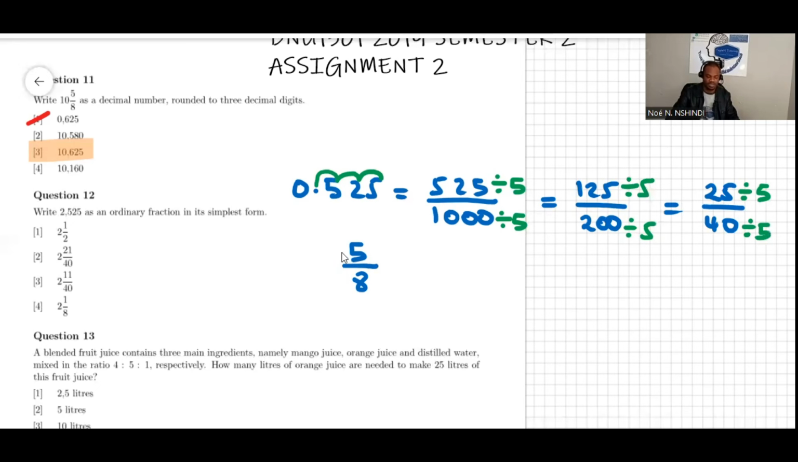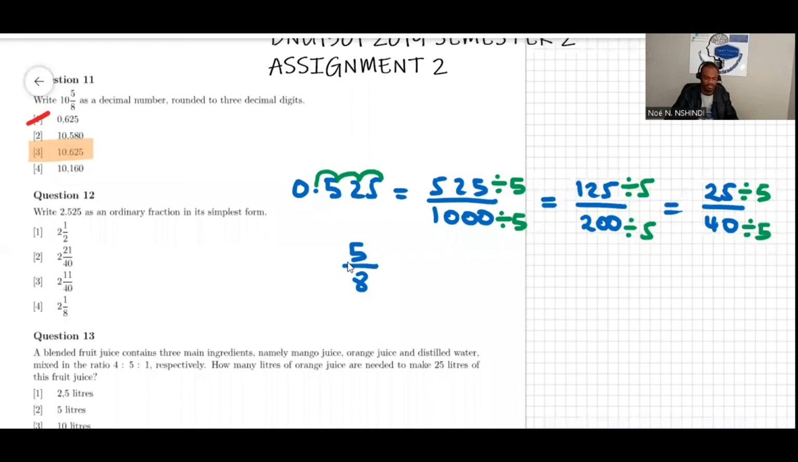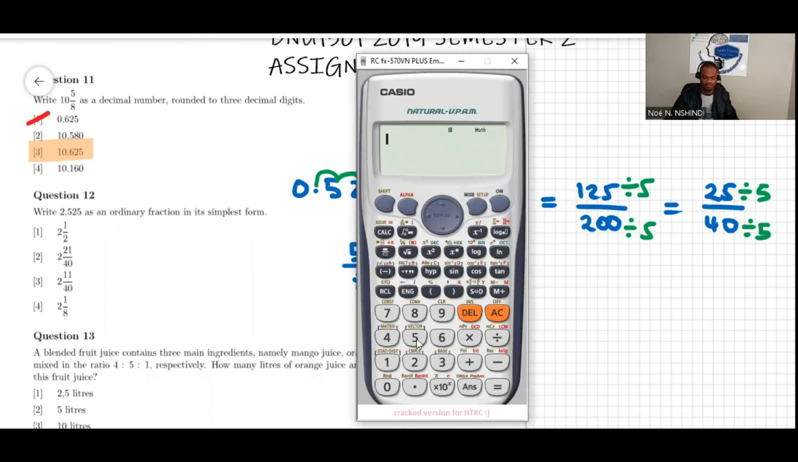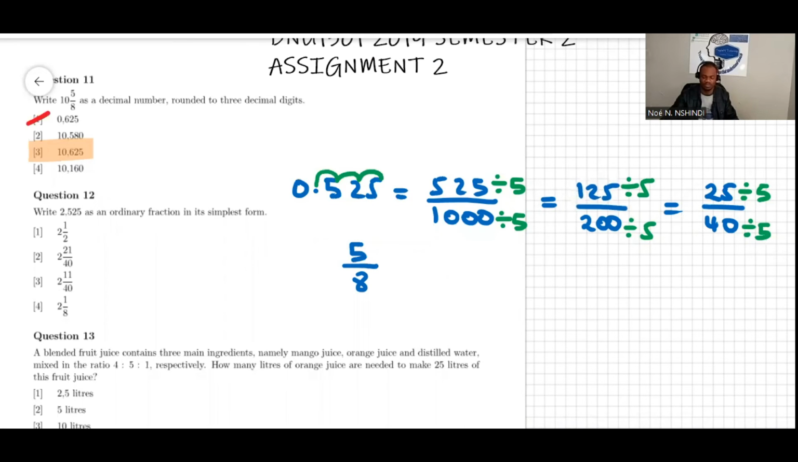Therefore we can write 5 over 8, but I don't see any 5 over 8 here. Is there anything wrong with my calculations? Oh yes, 525 divided by 5 is not 125. Mistake, it's 105. Let's check in the calculator. Yes, 525 divided by 5 is 105. That's where the mistake happened.